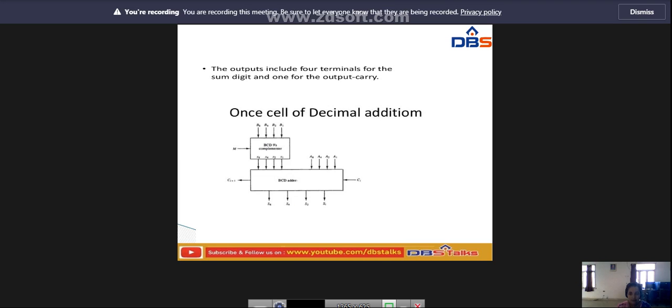So we are having B0, B1, B2, B3, B4. This is the M. BCD is binary, 9's complement. This is the BCD adder. So this is the C, the single output carry, and we are having 4 output terminals here.